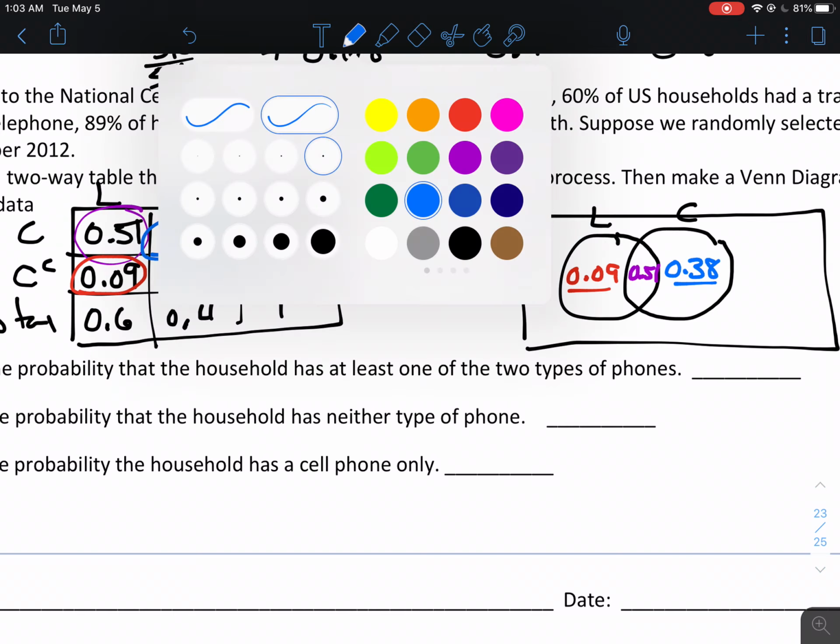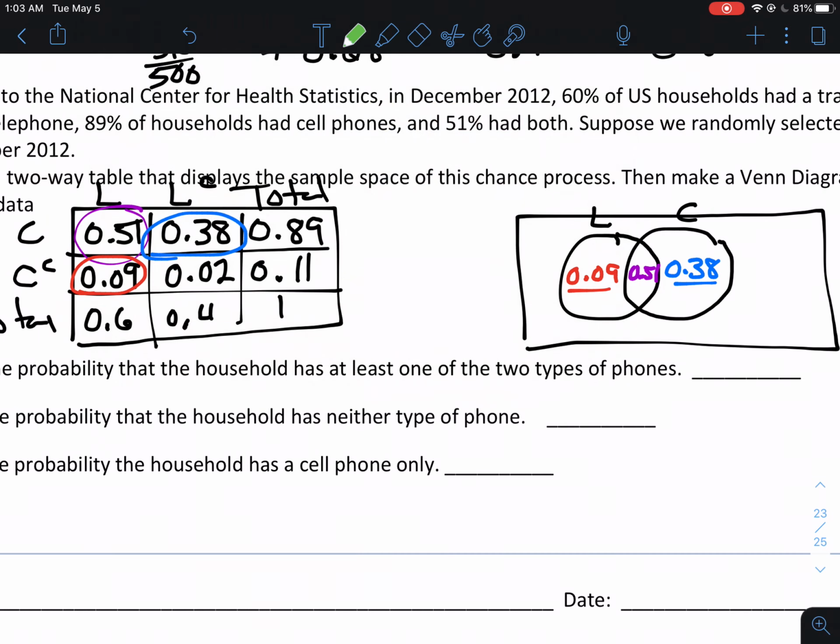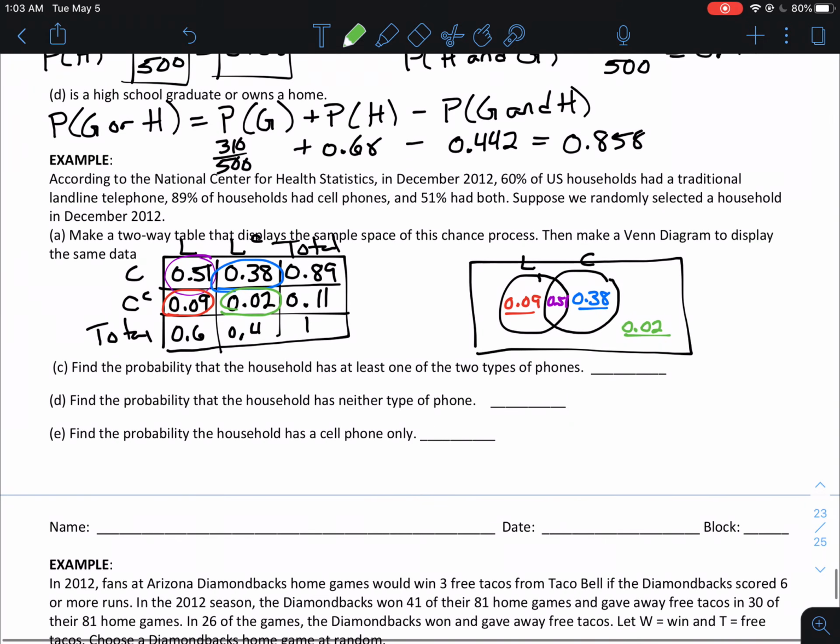Now, there's one more probability that we need to find, which is one that we're not always used to finding, which is what about the people that didn't have landlines and didn't have cell phones, which is this remaining 0.02. So if you notice, now looking at our table compared to our Venn diagram, you can see that to go from the two-way table to the Venn diagram, you just use the probabilities in the top left. You do not include the totals at all. So now let's use those to find some probabilities.